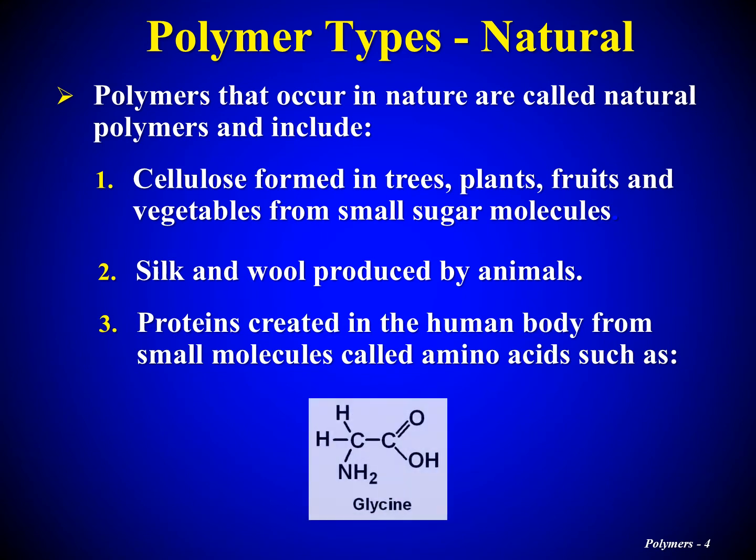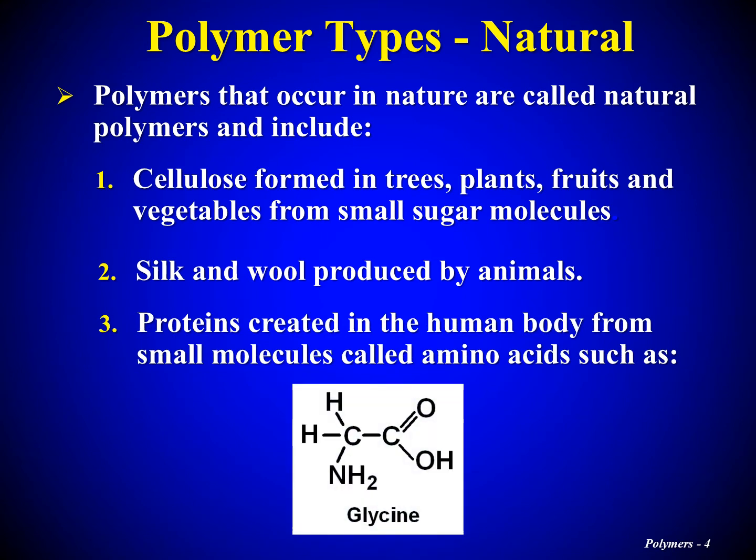Proteins are created in the human body from small monomer molecules called amino acids. Glycine is the simplest of the naturally occurring amino acids. Its structural formula is shown in the diagram.